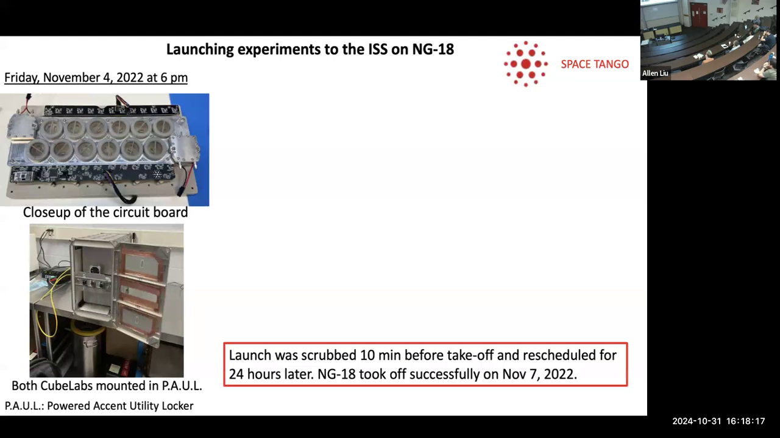The launch itself was scrubbed 10 minutes before takeoff, and this is something that you kind of see on TV, but I experienced it live. I was sitting there, counting down with the rest of the folks, and then they literally said, okay, launch scrub, because there was some fire alarm pulled at a control center in DC that basically told them to stop. It was weird, since it wasn't things on the ground at Virginia. But in any case, they rescheduled for 24 hours later, and it was launched on November 7th.